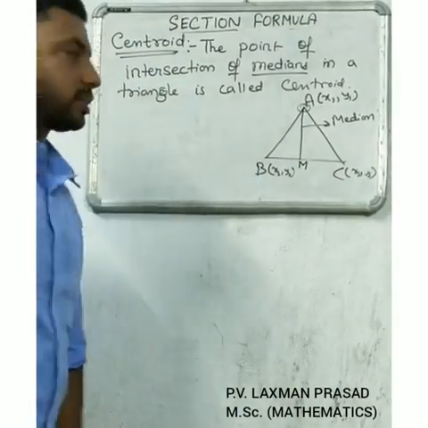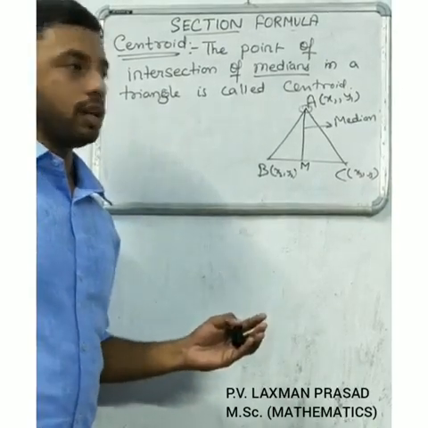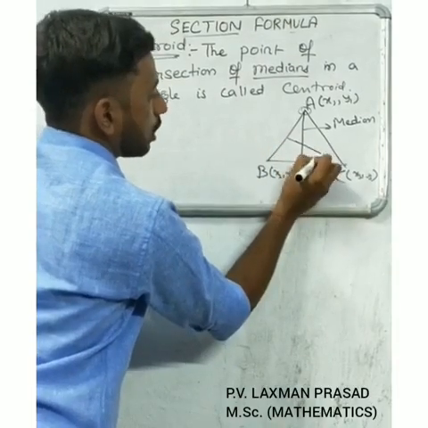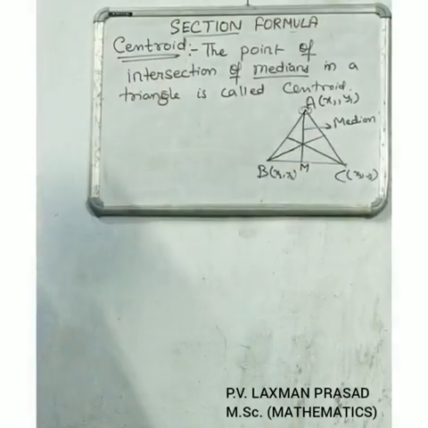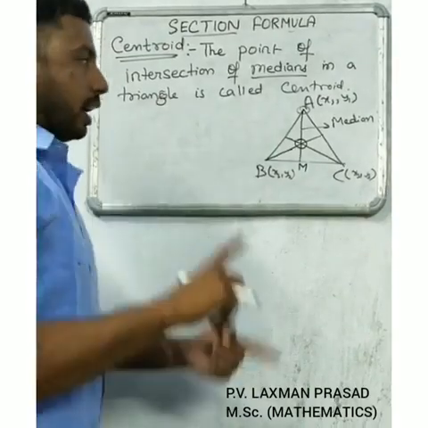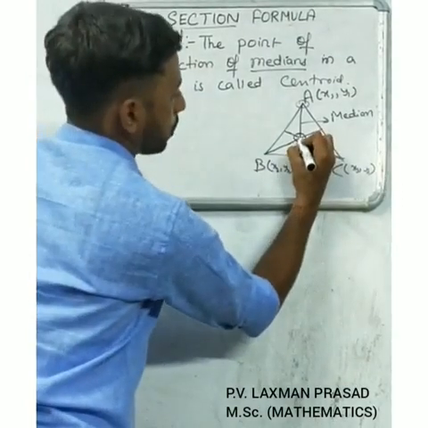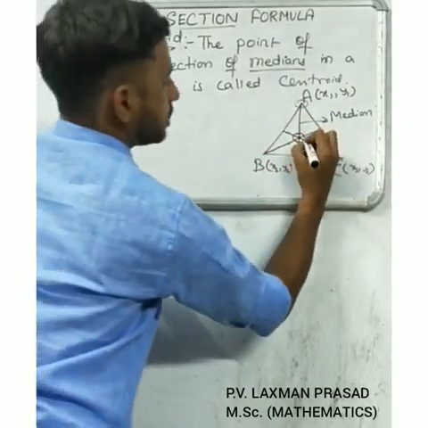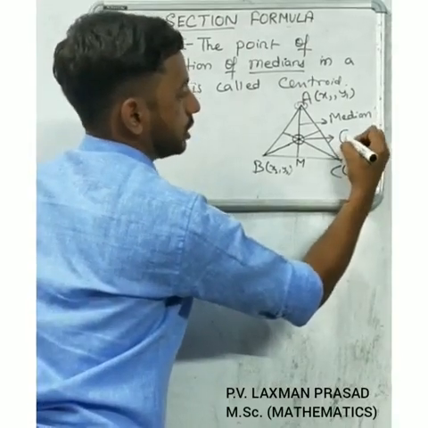As a triangle has three vertices, how many medians are possible? Three medians are possible. So when you draw all the three medians, you will see that they are concurrent. Concurrent means they intersect at a common point. This common point is the point of intersection of the medians of this triangle, and this is termed as centroid, denoted by capital G.